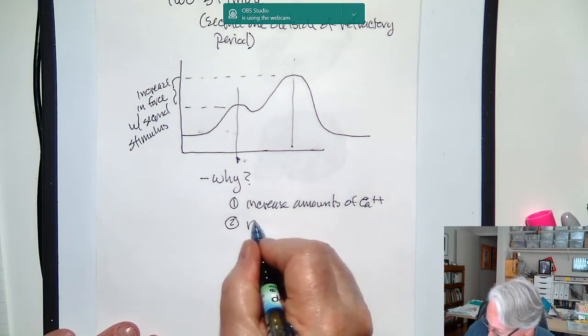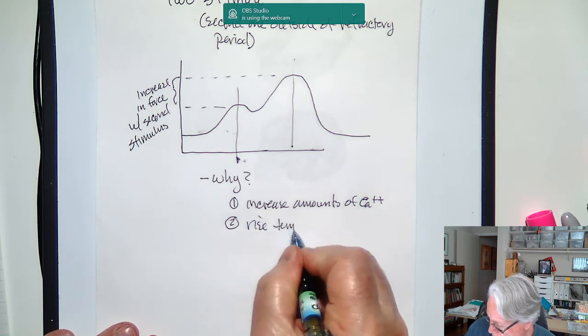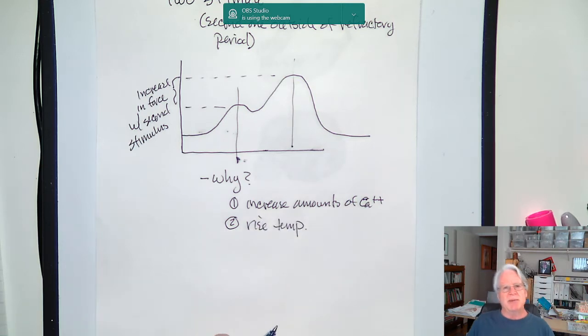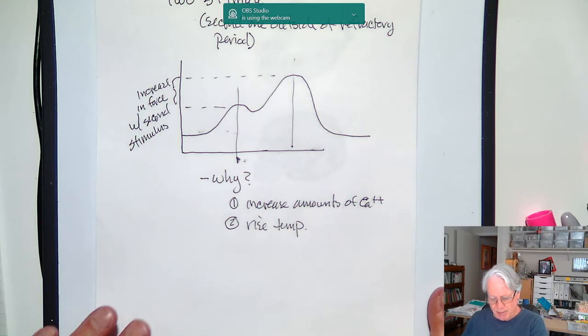Number two, I'm going to get a rise in temperature. Remember, these are chemical reactions that are taking place. I'm splitting ATP and I'm releasing energy in that process. Some of that energy, a lot of it actually, is going to be in the form of heat. And so the muscle cells begin to heat up. And as they heat up, the viscosity of the inside of the cell changes. It's going to become less viscous. Things are going to be able to move more quickly. Okay, so I get a rise in temperature.